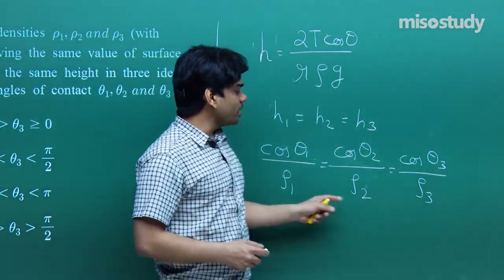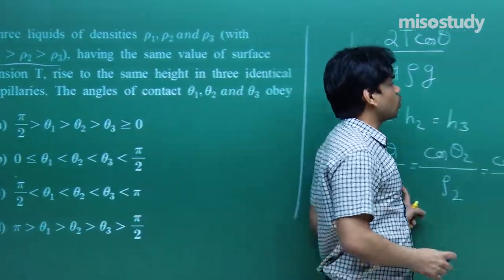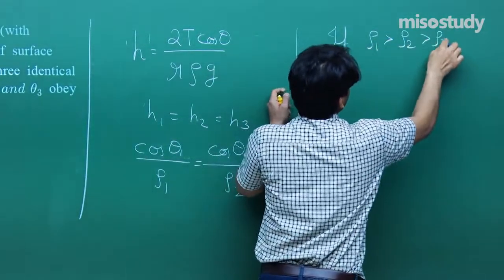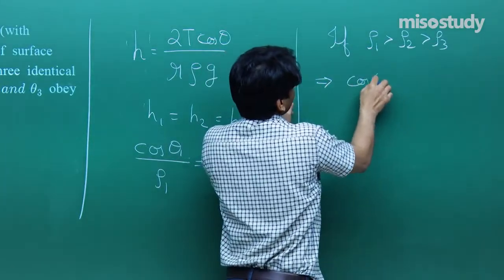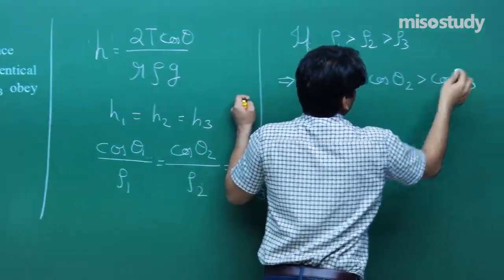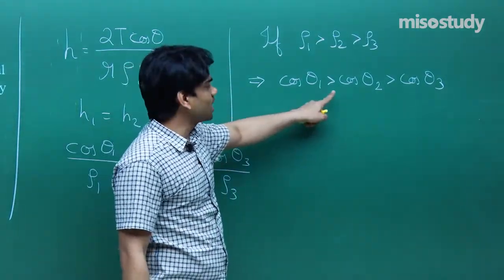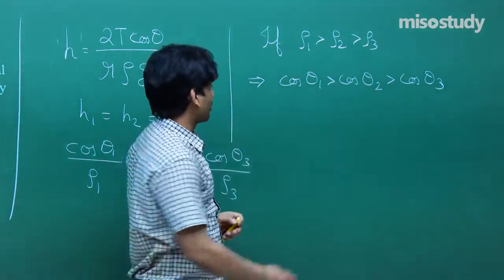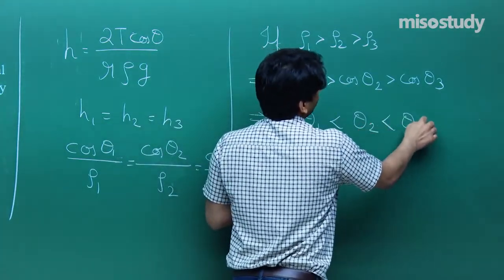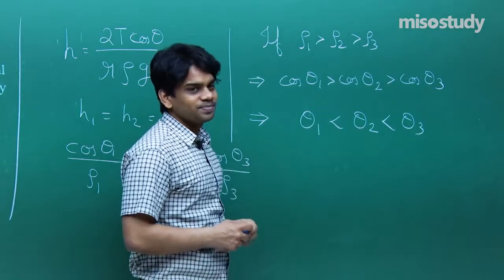Now it's given that rho 1 is greater than rho 2 is greater than rho 3. So from this equation we can make out that cos theta 1 will be greatest. We all know that if the cosine of an angle is greater compared to another, then that angle will be smaller. If you are good enough in your trigonometry, you can say that theta 3 will be largest, so cos theta 3 will be smallest. Theta 3 is largest, then theta 2, then theta 1.